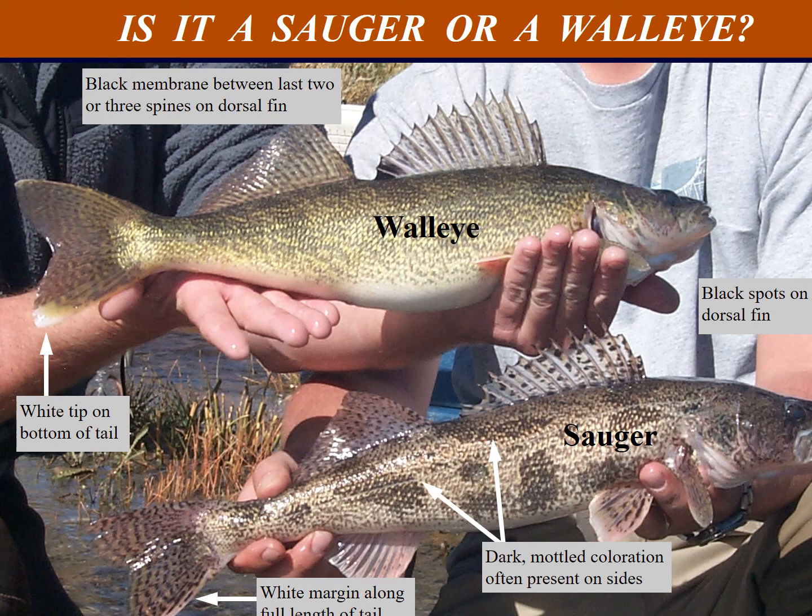The best way to tell the difference between the two species is to look at the dorsal fin. Sauger have a spotted dorsal fin and walleye do not, but walleye have a black patch between the last 2 or 3 membranes at the base of their dorsal fin. Another good way to tell the difference is to look at the caudal fin or tail. Walleye have a white tip at the bottom of their tail and sauger do not. Another good way to tell the difference is to look at the bodies of the fish. Sauger usually have dark mottling and walleye do not.